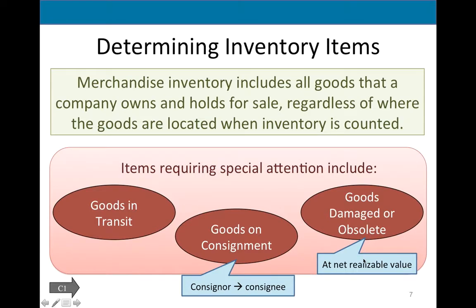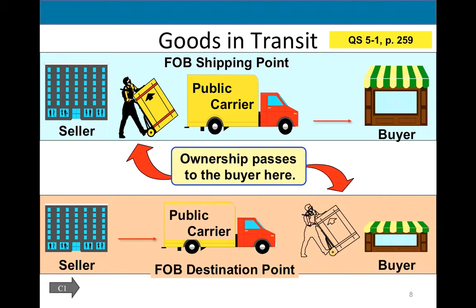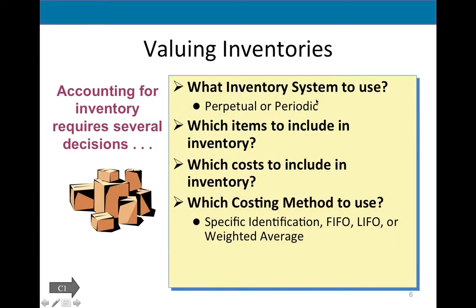So there are all these different items here. We don't go into very much detail, but you need to know these three specific scenarios. Goods in transit we talked about in chapter 4. Now, the next question, so let me go back here. I answered question 1 and question 2. Now let's talk about which costs I include in inventory.